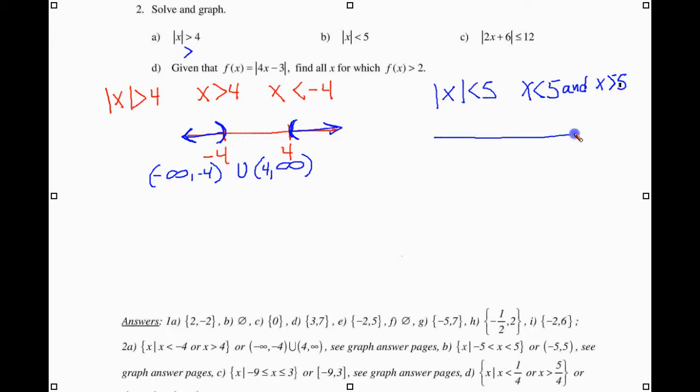So when we graph that, we're interested in a negative 5, and we're interested in a positive 5. And it says here x is less than 5. So we're going to go this way.